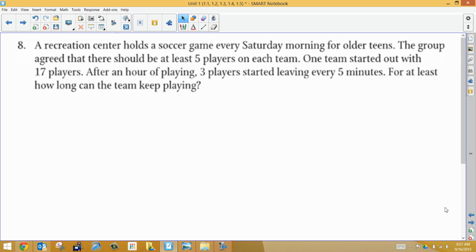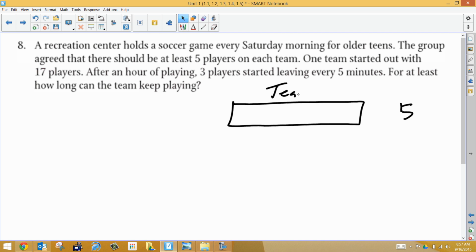Okay, for number 8, we have a soccer game, and it says we have to have at least 5 players on a team. So when I start this up, that's my constraint. So we have 5 players, and here's my team. And I look at it, you have to have at least 5 players. So I'm going to have more than 5 players, and you can have equal to 5 players. So now I have to come up with this expression.